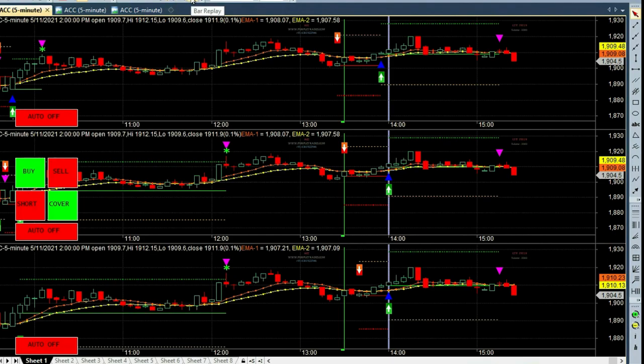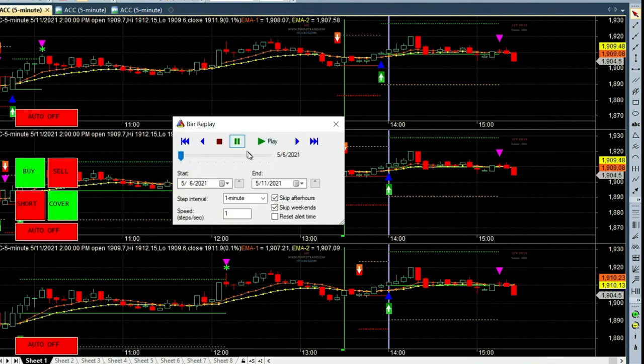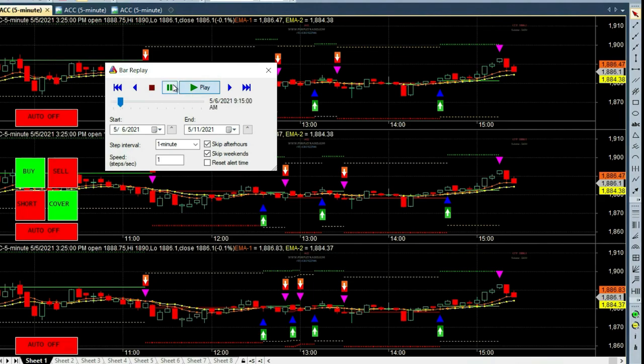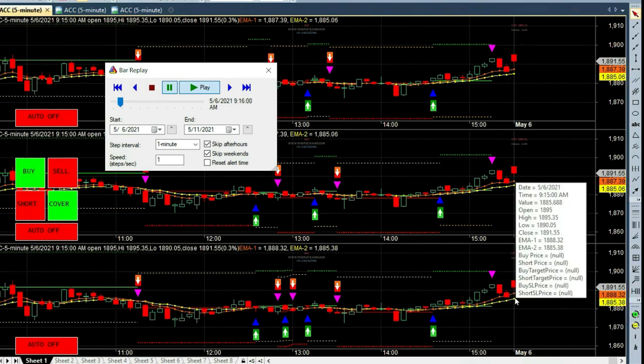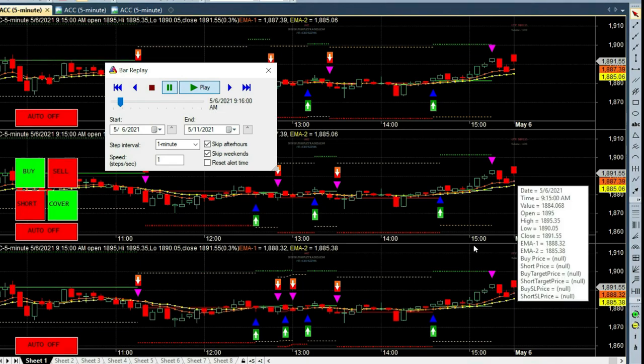Now if I do the bar replay, I want to show you a major difference. Look at the difference. Now I'll play the bar replay. You notice that at 9:15 the candle has started for all the three charts. Now look at the value: 1887, 1885, 1887, 1885, and here the values are slightly different, 1888 and 1885. Once the opening is established, the moving average values are fixed. Now moving average will not fluctuate.